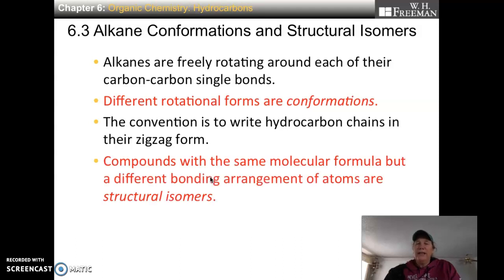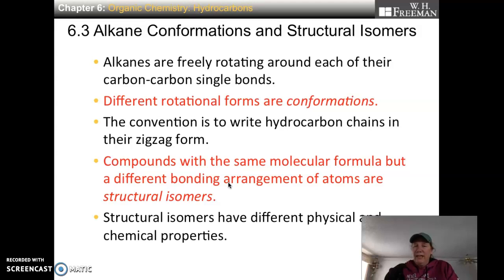Okay. But if they have the same molecular formula, in other words, they have the same number of carbon and hydrogen, but they have different bonding arrangements, they're called structural isomers. And again, I'm going to show you several on the next slide. So they have the same amount of carbons, they have the same amount of hydrogen, but they're in different arrangements. Okay. And again, because they have different arrangements, they have different physical and chemical properties. You wouldn't think it would be a big deal, but it is.